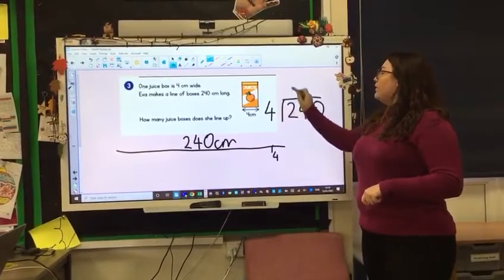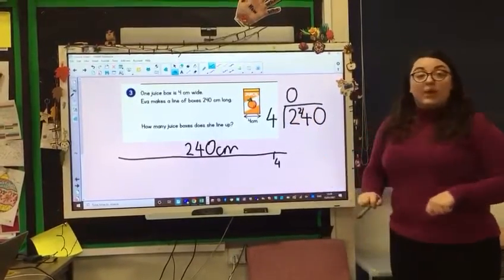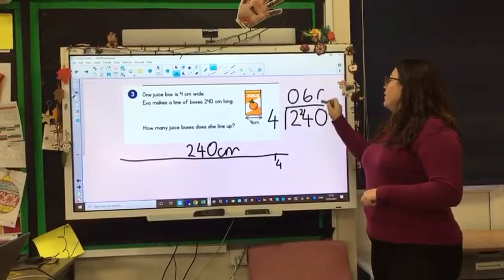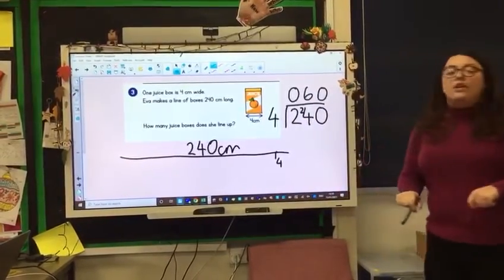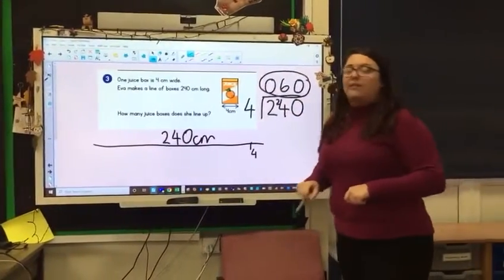How many 4s go into 2? It's not possible. How many 4s go into 24? 6. How many 4s go into 0? 0. So you should have 60 juice boxes.